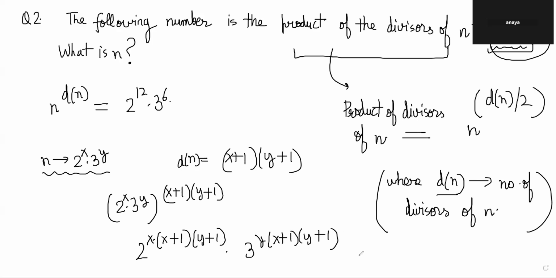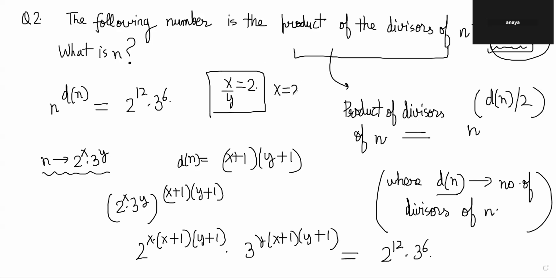Then you make the exponents equal to the exponents on the other side. So x times x plus 1 times y plus 1 is equal to 12, and y times x plus 1 times y plus 1 is equal to 6. Then you cancel them out by dividing them. So you get that x over y is 2, so x is equal to 2y, and you plug it back in. And then you get that y is equal to 1. So then x is 2.